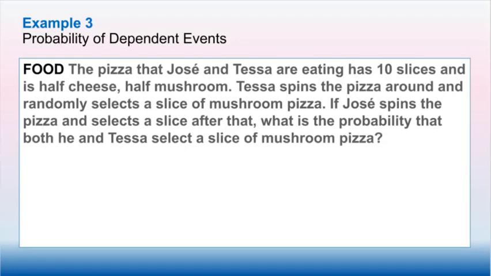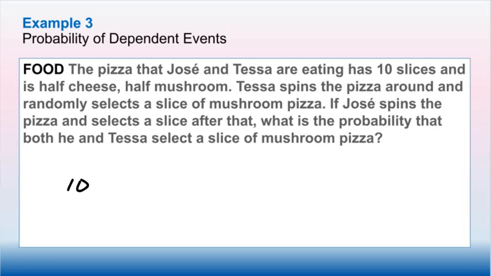Example 3, probability of dependent events. The pizza that Jose and Tessa are eating has 10 slices and is half cheese and half mushroom. Tessa spins the pizza around and randomly selects a slice of mushroom pizza. If Jose spins the pizza and selects a slice after that, what is the probability that both he and Tessa selected a slice of mushroom pizza?